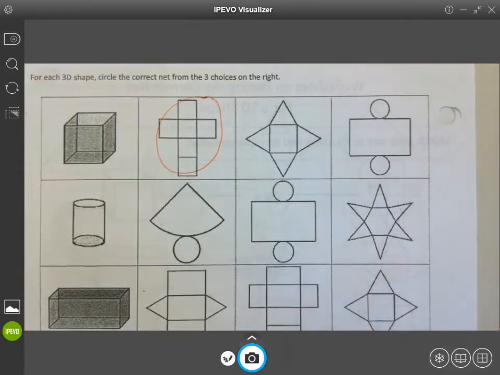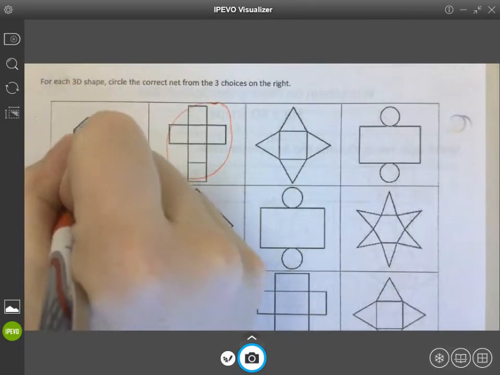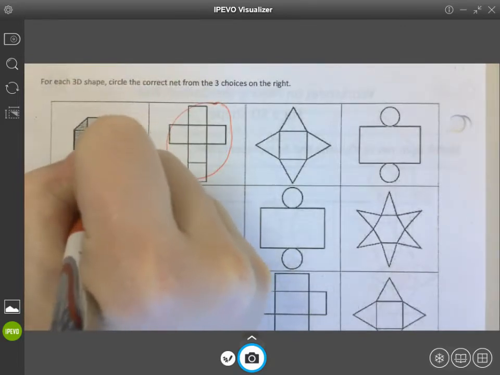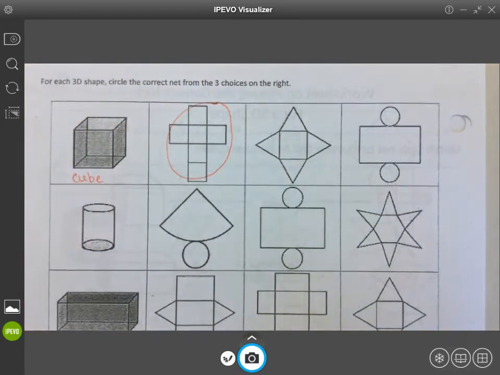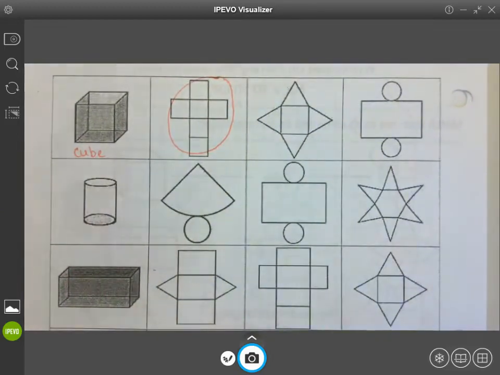So let's talk about these. This would be a cube. So let's, like I said, we're going to name these. So that is your cube. What will we call this one?